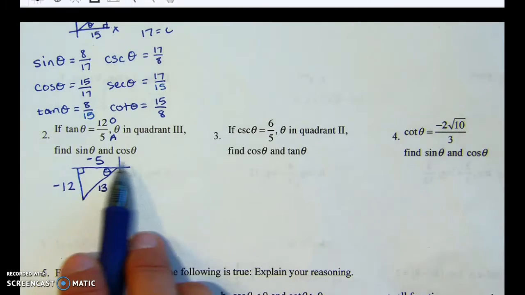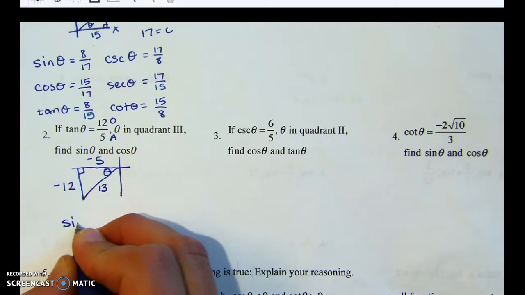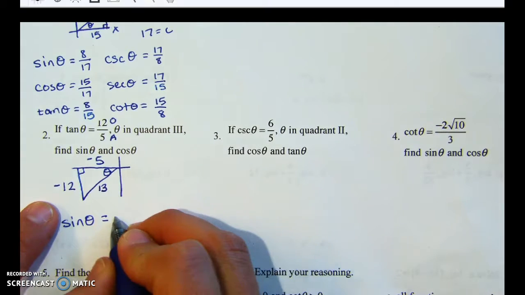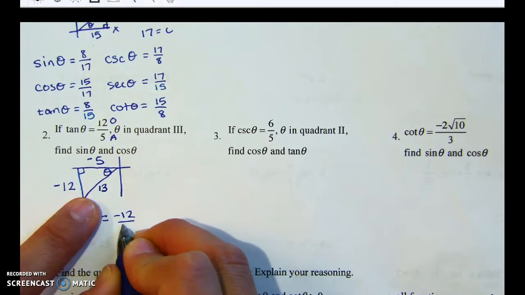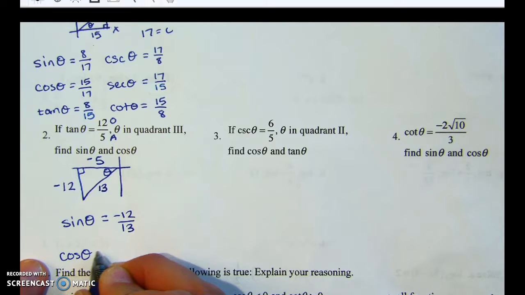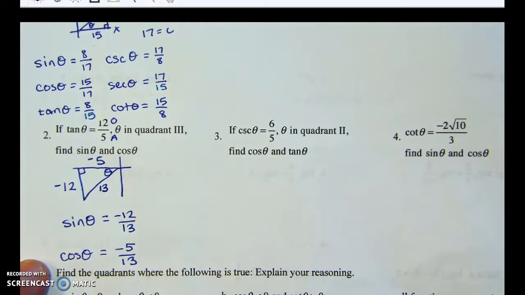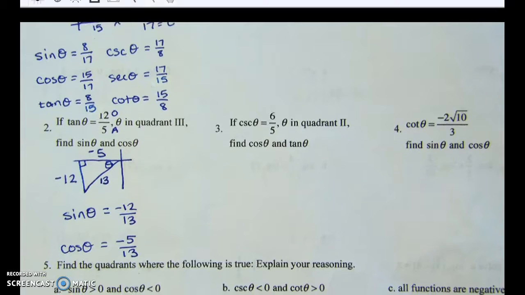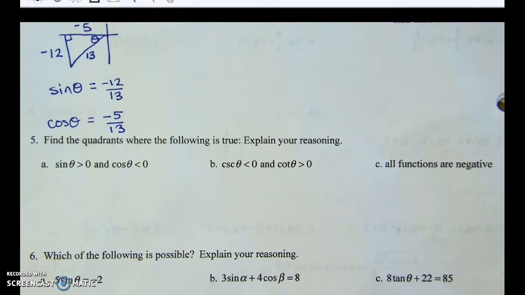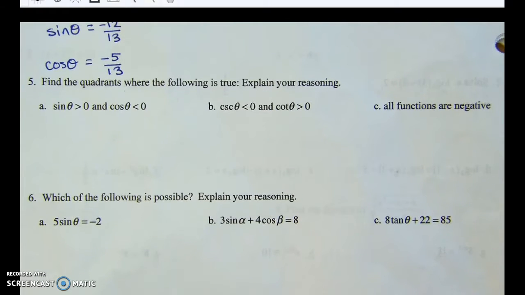Okay, now do we have to find all 6 or just what? Just sine and cosine, so that's nice. So the sine of theta will be the opposite over the hypotenuse. And the cosine of theta is the adjacent over the hypotenuse. Good? Okay, we're going to do pretty much all of 5 and 6 together, and you can go back and finish those ones that we skipped.